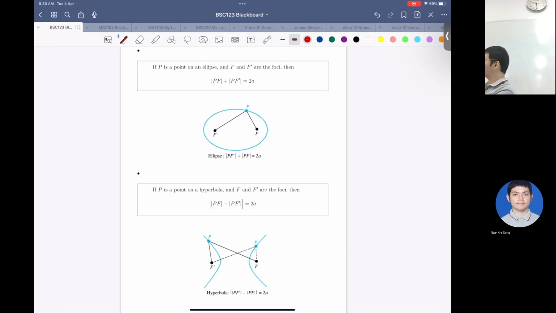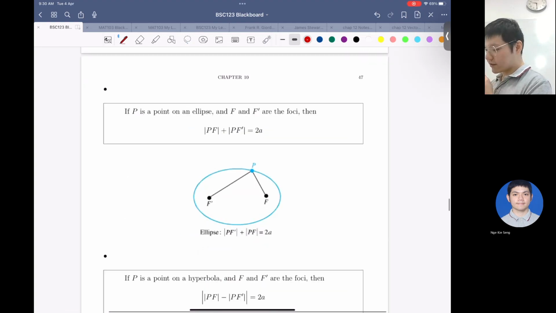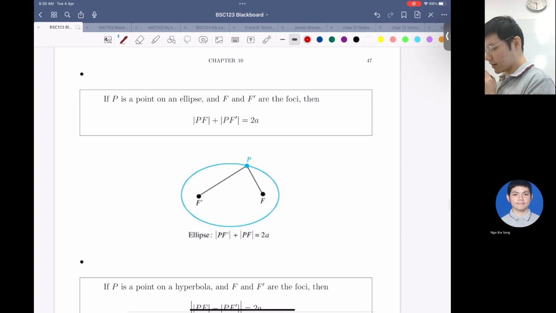So these two points are another possible definition for your ellipse and hyperbola. If you have a point on the ellipse, there are two focal points. You can calculate the distance from the point to each of the two focal points and then add them up. Actually, it's 2 times A. A is the thing that appears below your x squared.